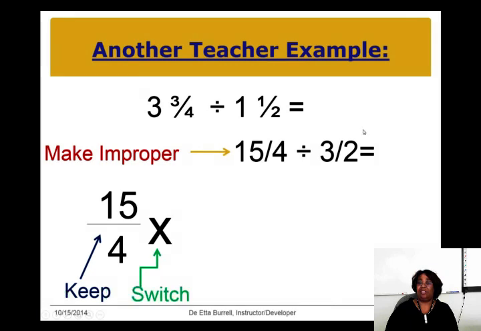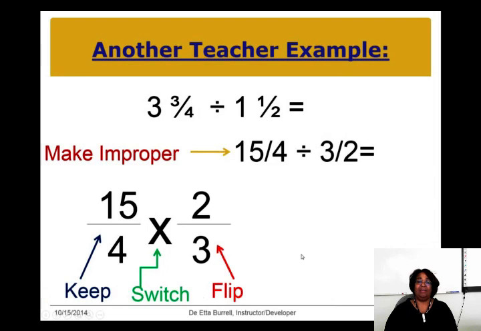And then, what's the inverse of 3 over 2? Flip. What would it be? 2/3. Okay, now I've got 2/3 and I have my multiplication statement set up. Now let's see if we can cancel. Step 3 is to see if we can cancel anything before we multiply.